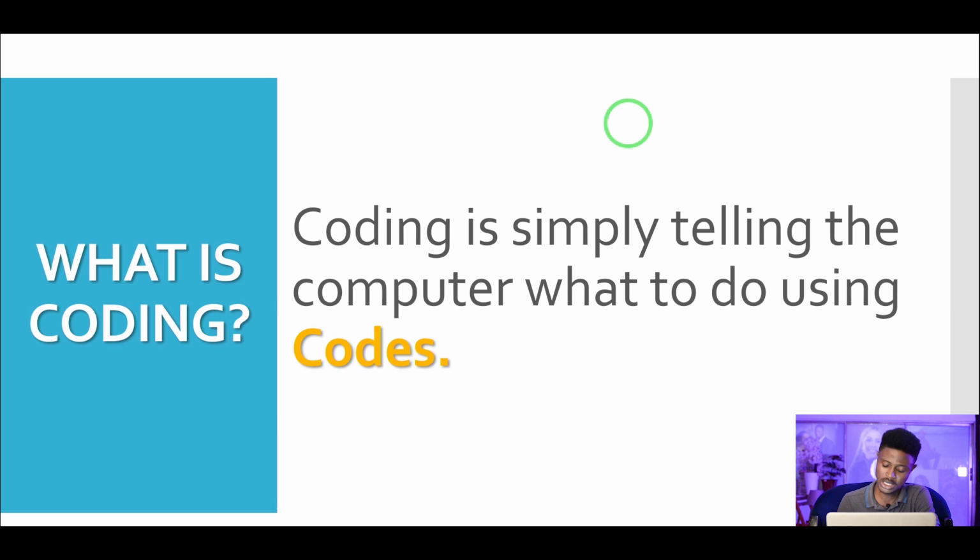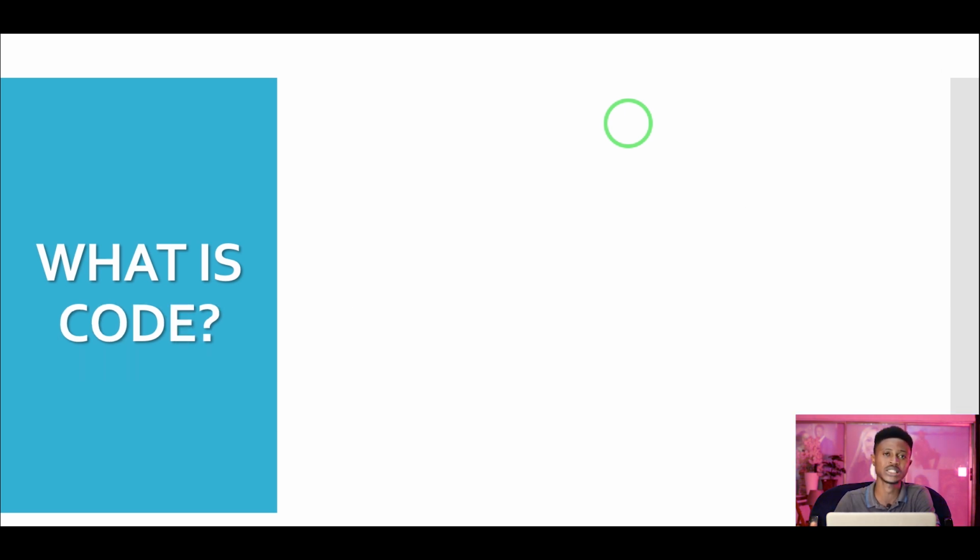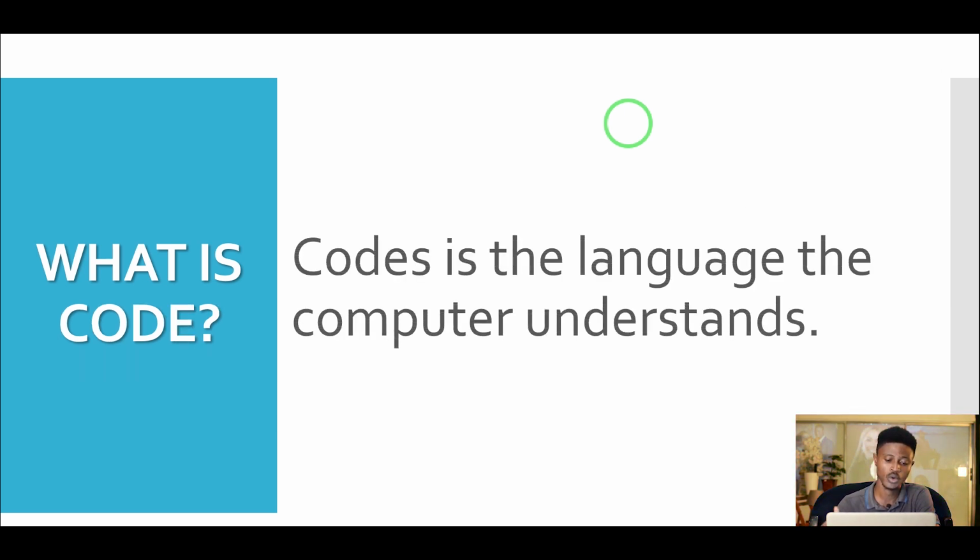Now, what are codes, or what is code? Code is the language the computer understands. So what we're just trying to tell you here is this: the computer does not understand English, it doesn't understand Yoruba, it doesn't understand any language at all. What it understands are codes. Now, these codes have been broken down and interpreted into our various languages. That is why the computer can work in English and any other language.